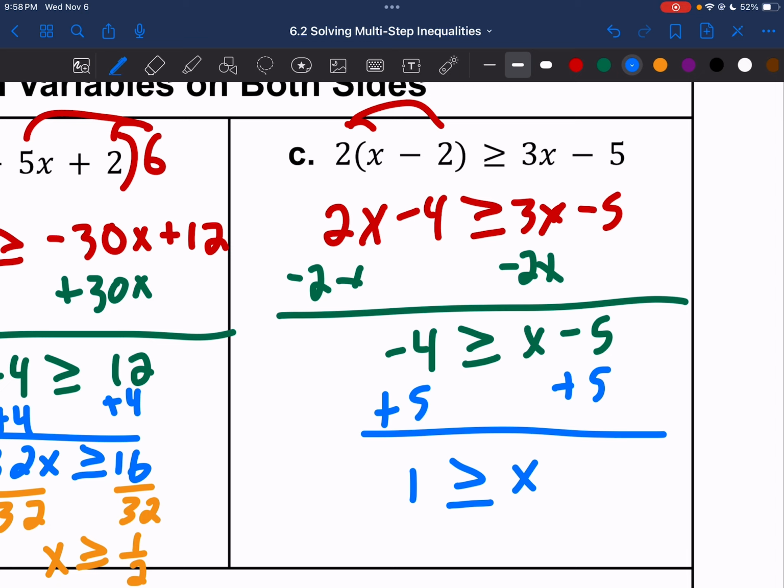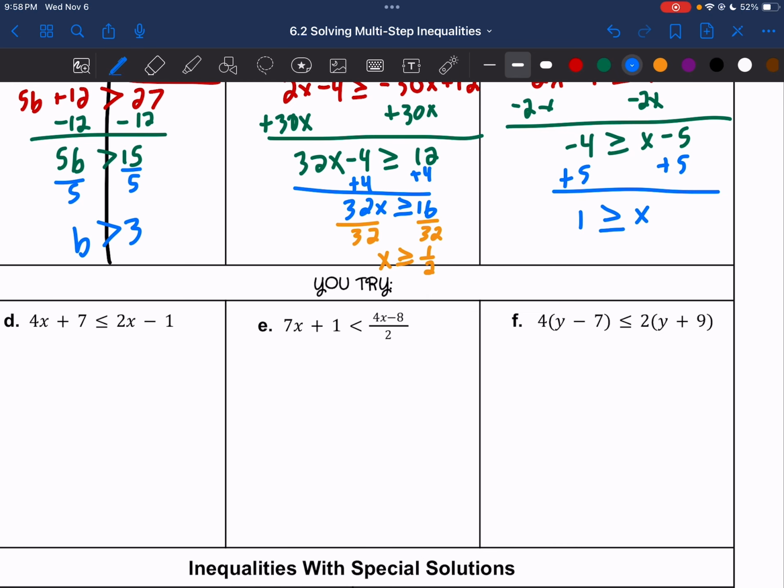It's always important to look at your answer and do a quick look over of the work to make sure you're right. In that case, I was wrong, and I was able to go back and correct it right away. All right. Letters D, E, and F are your tries. Please pause the video, try these on your own, and then check your work against mine.